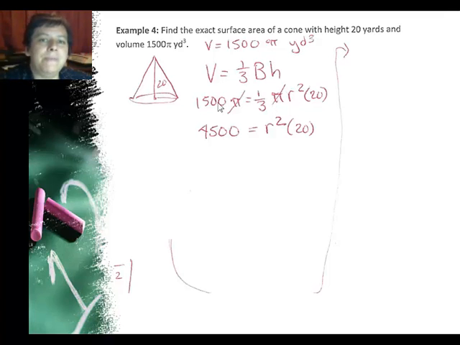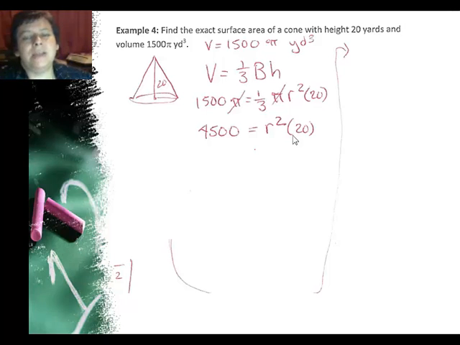Now, how did I get from here to here? Well, I had that 1/3. That's kind of like dividing by 3. So I multiplied both sides by 3. That made this 4,500, and that just made that 1/3 times 3 is 1. So technically there's a 1 there, but that's simplified.